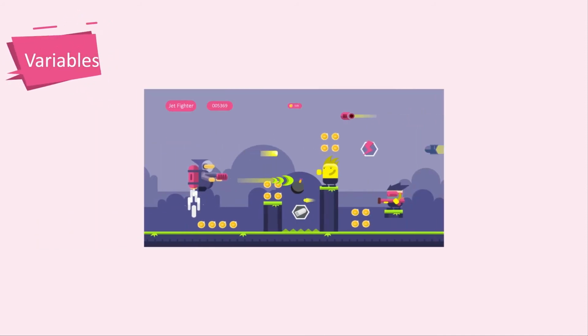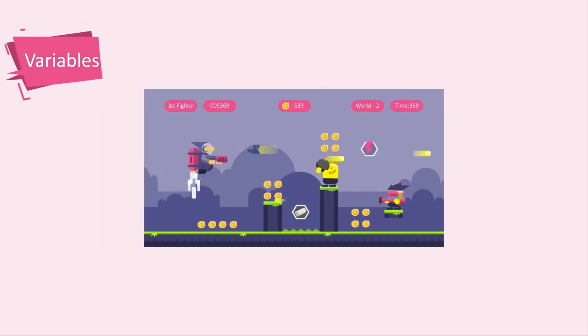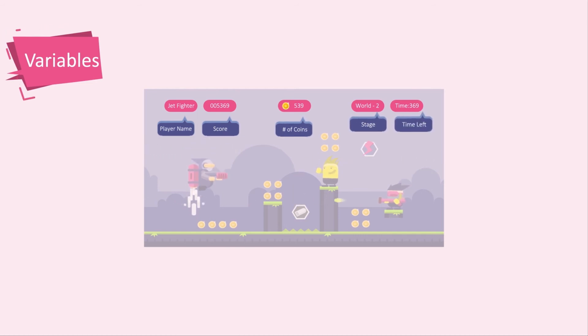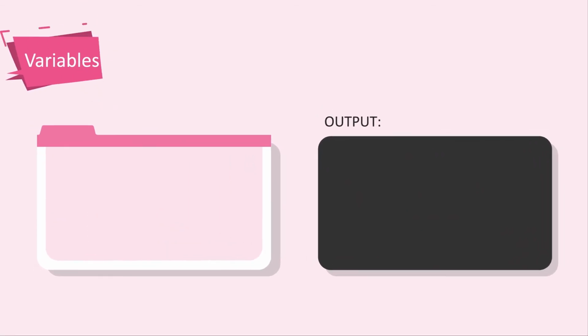Variables. Python uses variables to store data. Can you spot all the variables in the scene? What important data should we keep track of? Player name, score, coins, stage, and time are some of the apparent ones. There are many, many variables used behind the scenes that are being called, updated, and created constantly to make the game work.